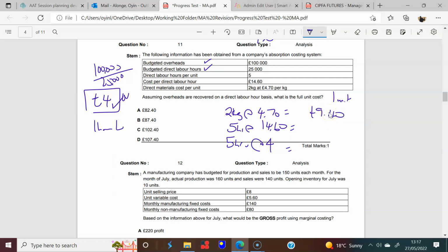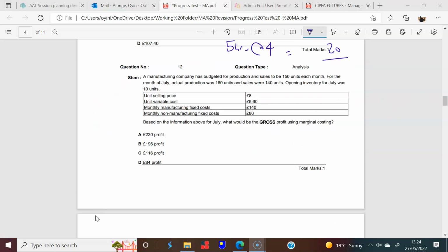Then we have 5 times £14.60, which takes us to 73. And then 5 times 4 is 20. Add those together with the £9.40, and you have £102.40. That's question 11.